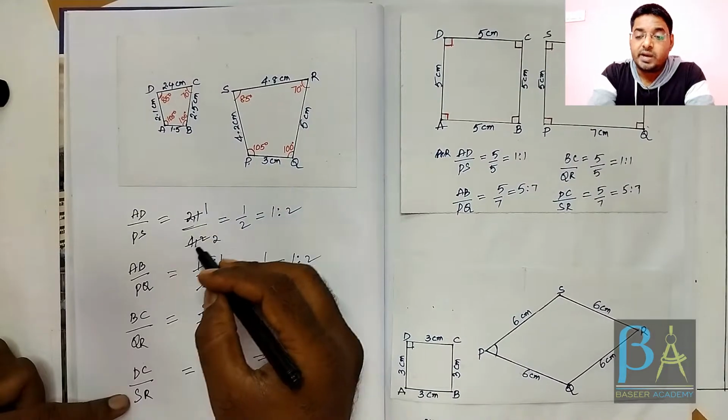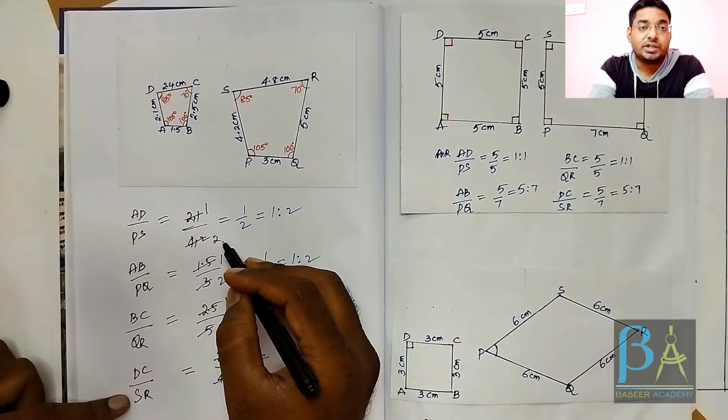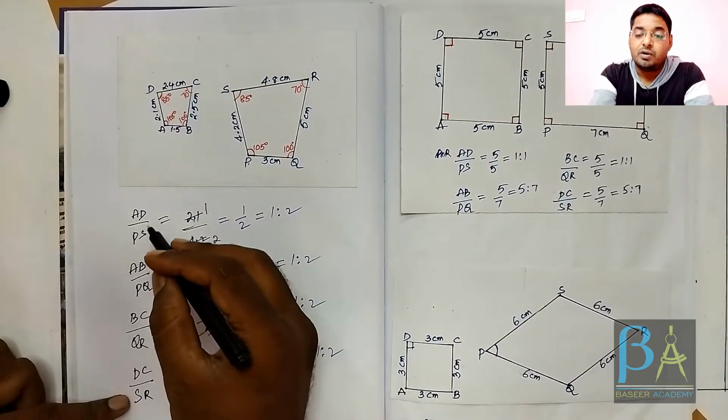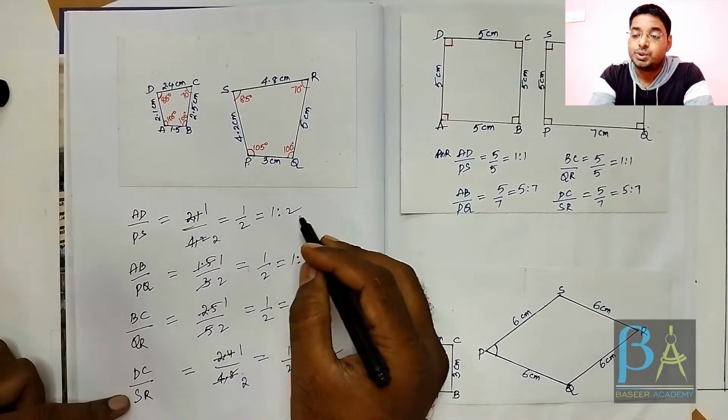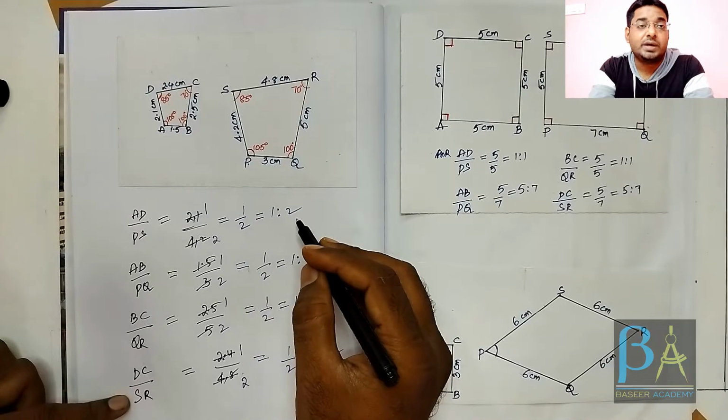21 into 1 is 21, 21 into 2 is 42. So I'm getting the ratio of AD and PS as 1:2. 1 by 2, you can write it as 1:2.